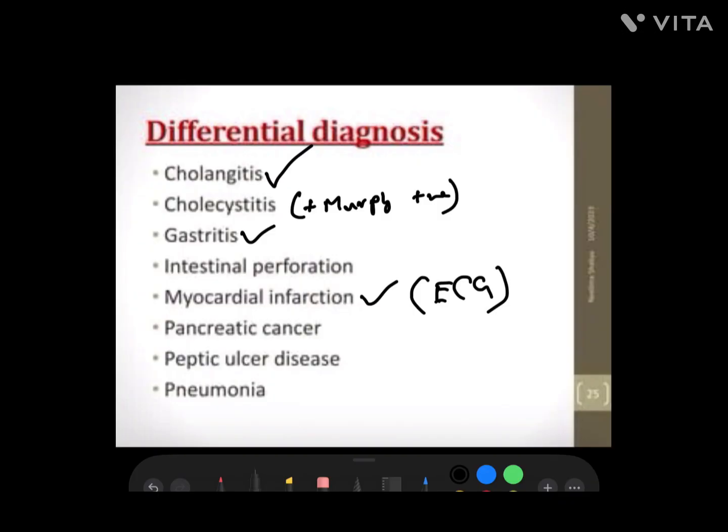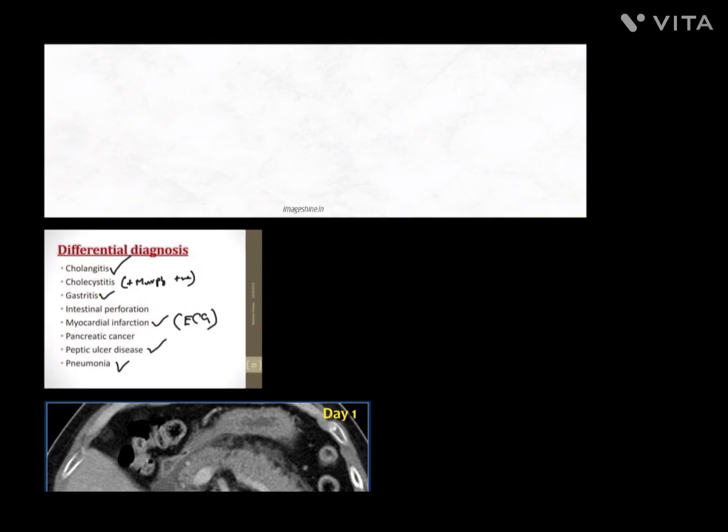Next, pancreatic cancer. Next, perforated ulcer. In a perforated ulcer, on X-ray we can see free air, or pneumoperitoneum. Hollow viscus perforation, these are the things we can see. And next, mesenteric ischemia, with pain out of proportion. Next, peptic ulcer disease, which is the main cause of perforation. Next, abdominal aortic aneurysm rupture, where we can see a pulsatile mass. Next, pneumonia. Okay, so these are the differential diagnoses of acute pancreatitis.